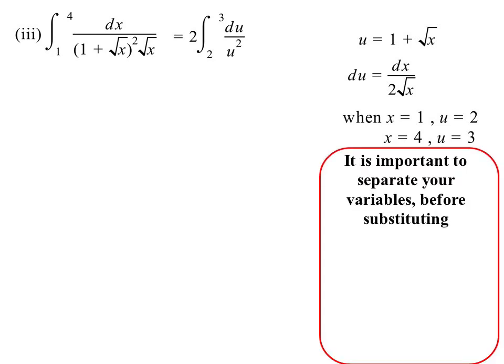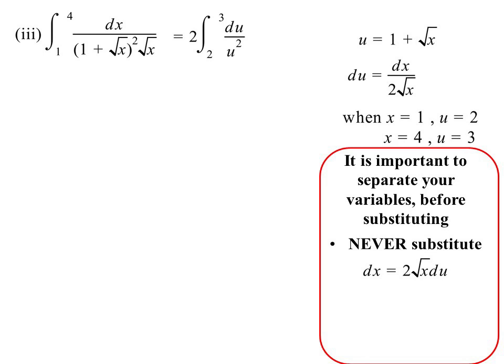This note here: it's important to separate your variables before you substitute. What do I mean by that? If you had decided to work it out and go, well, dx is 2 root x du, okay, so you get something like that, you could multiply and go, let's just substitute in for the dx. But you're substituting in something that has both x and u. That's what I mean by separating those variables. They shouldn't be together in the same part of the integral. So you should not see an integral where there's both an x and a u.